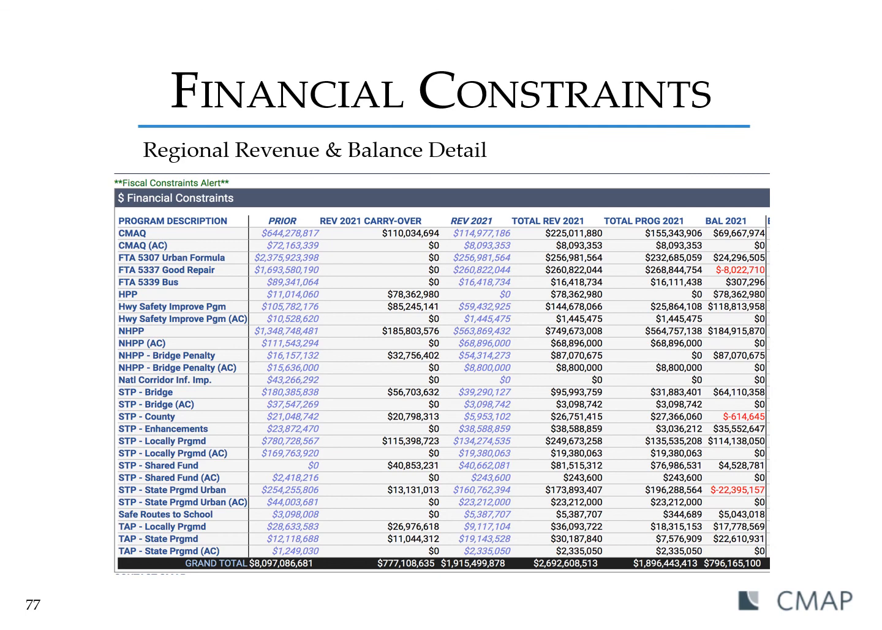So here we have the regional revenue and balance detail report view. Again, the amounts are for the entire region, and this is just using the default filters, so all for lead agency and county. And then again, notice it's giving you that same Fiscal Constraints Alert in the top left, because we have some negative values in the balance 2021 column.